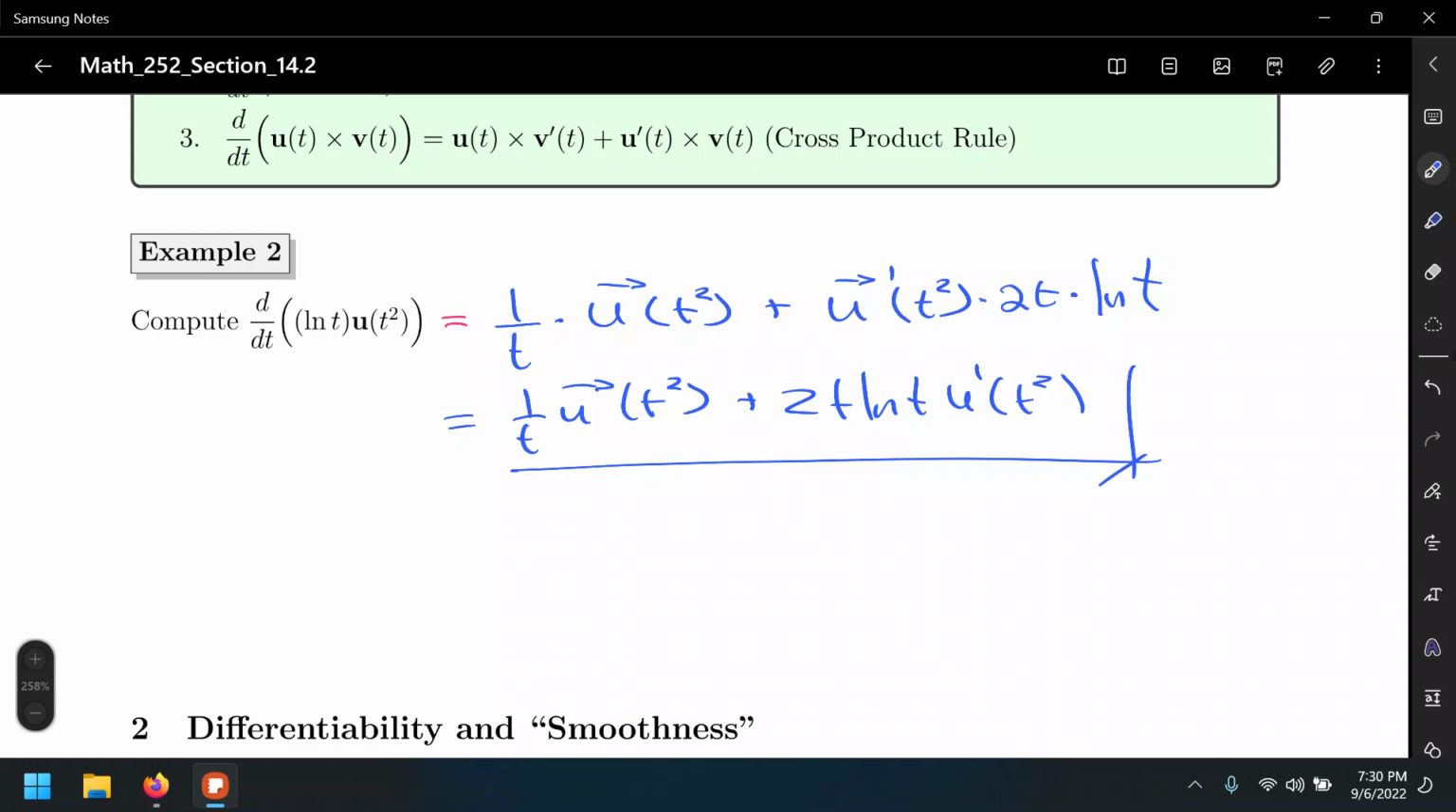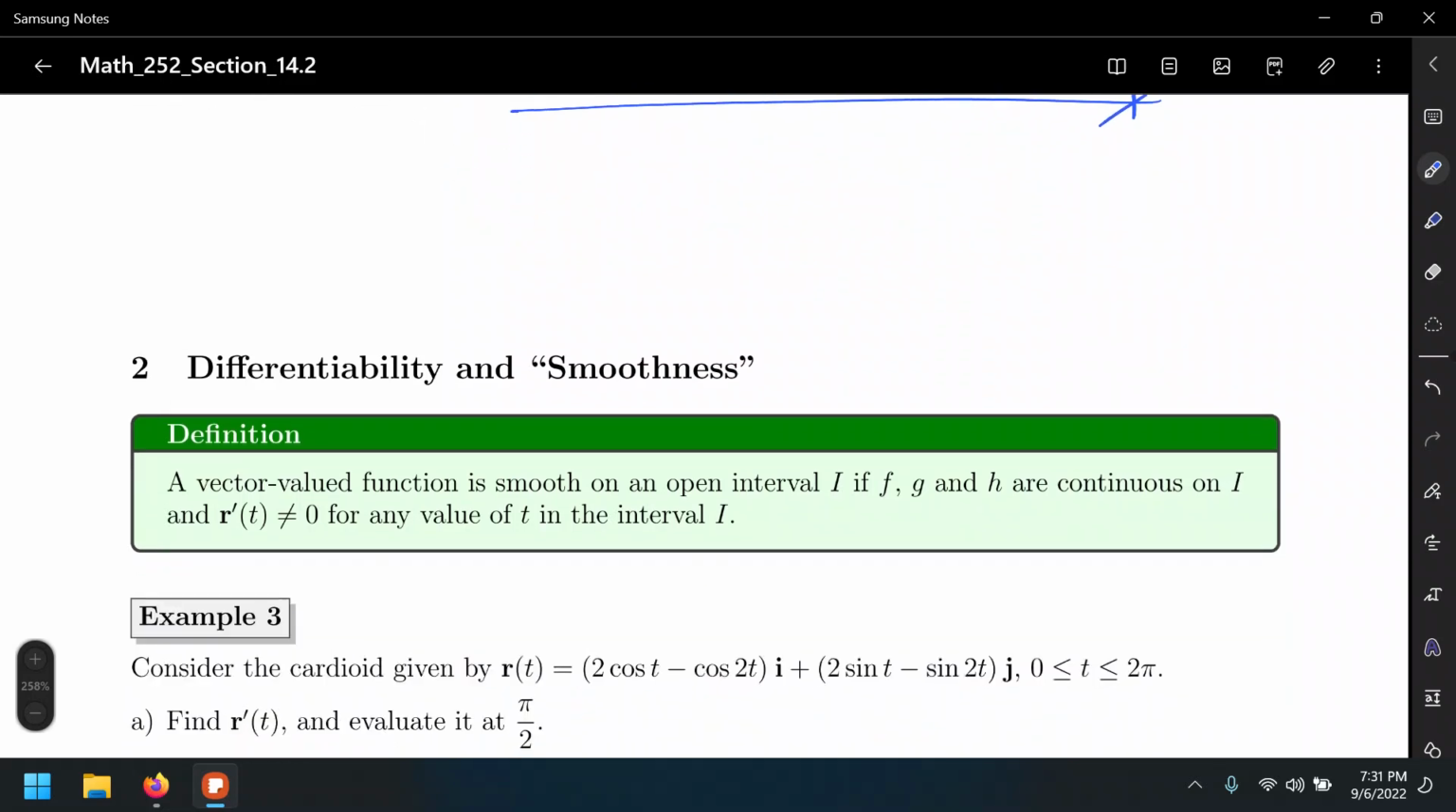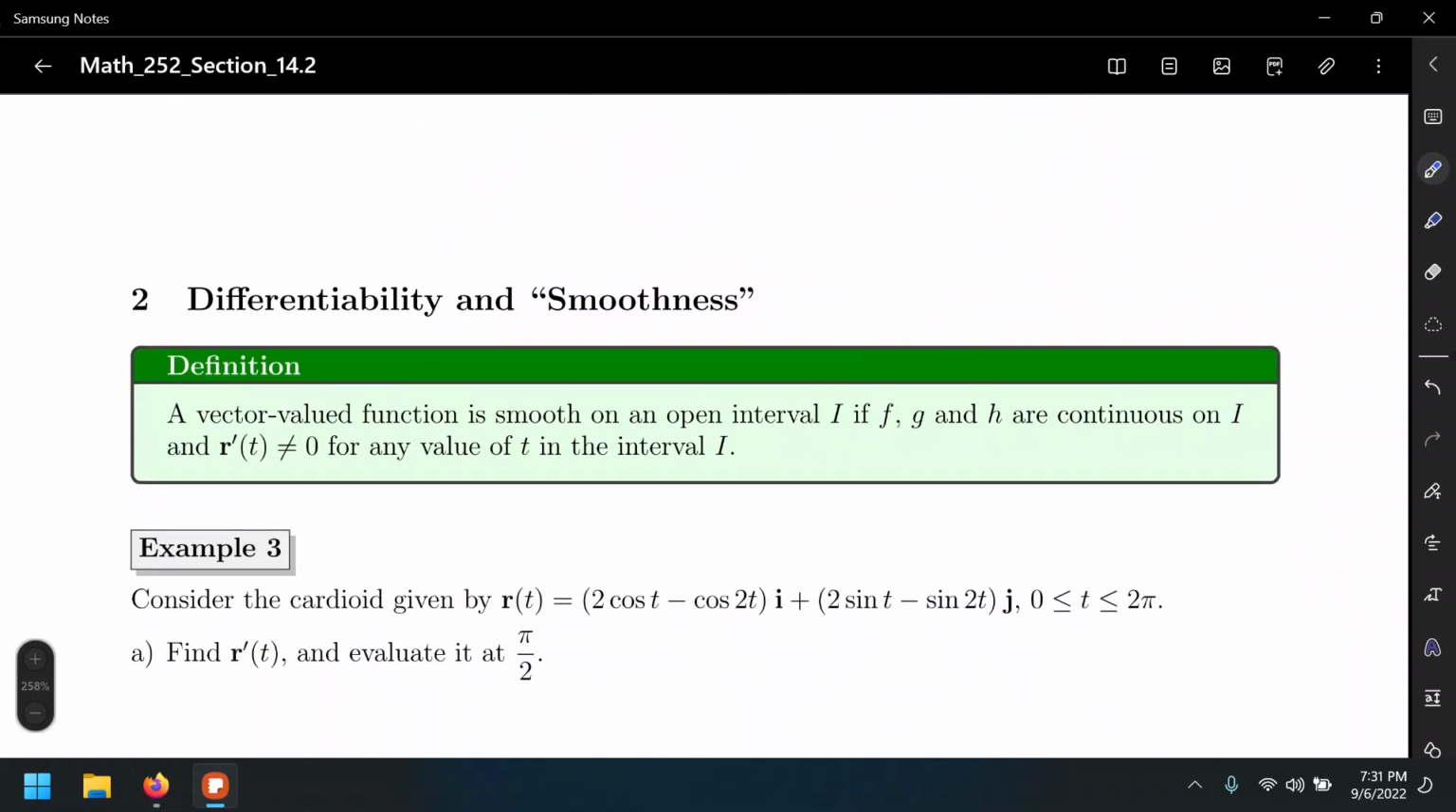Smoothness and differentiability. Well, this is again another concept that comes from Calculus 1. We might recall that a function is not differentiable when we have asymptotes, when we had jump discontinuities, but especially when we had cusps or sharp corners at those values of t. And it's the same definition, but all we do is add the vector valued function.